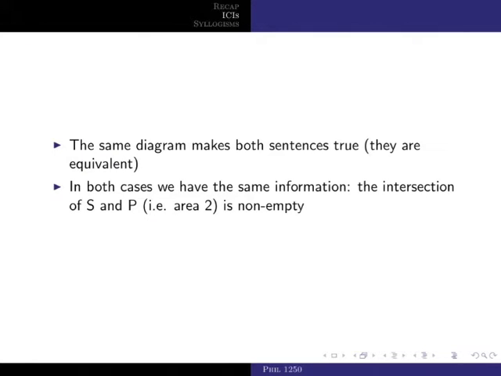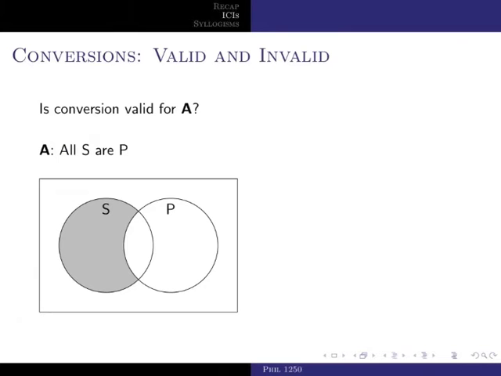In fact, these two sentences are equivalent, right? They say the same thing because exactly the same diagram conveys what both of them say. So we have the same information, namely that the intersection of S and P is not empty. That means that the inference from sentence 2 to sentence 1 above is also going to be valid. So we just saw that conversion for I is valid.